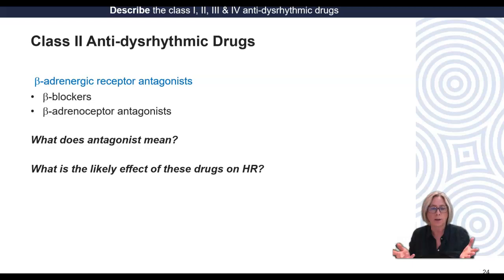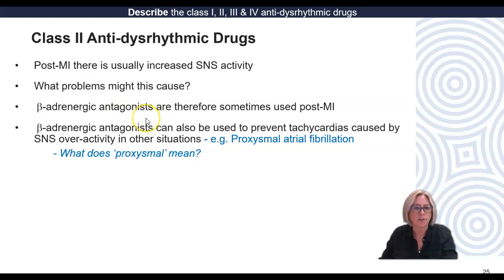Now, there are two different beta adrenergic receptors in the heart, the beta 1 and the beta 2. We're really talking about the beta 1 here. Norepinephrine released from sympathetic nerves binds to increase the heart rate. Circulating hormones in the bloodstream also bind to the beta 1 adrenergic receptor to increase the heart rate as well. So these beta adrenergic receptor antagonists are competing with those endogenous ligands for the binding site, and in doing this they're going to decrease the heart rate. So because of this, these beta adrenergic antagonists are therefore sometimes used post myocardial infarction.